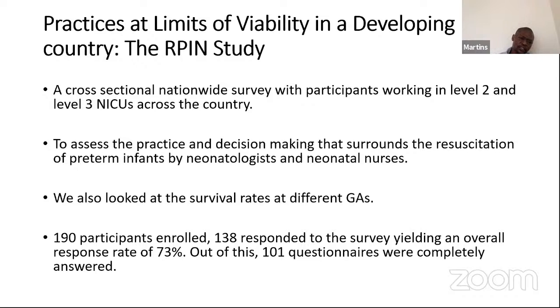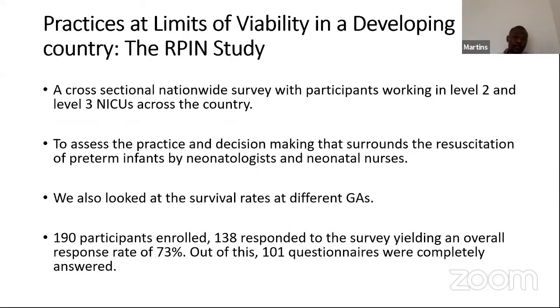Having practiced in the UK, which is one of the developed countries in the world, I discovered that these countries have developed and published guidelines that are well circulated around the hospitals and guide the resuscitation of these preterm infants. Coming from my background, I discovered that yes, we do have guidelines, we do have protocols. Some are written, some are unwritten, some are handed over from generation to generation, and this tends to guide them, but there is no uniformity. Even within the same hospital, practices may vary from one clinician to another.